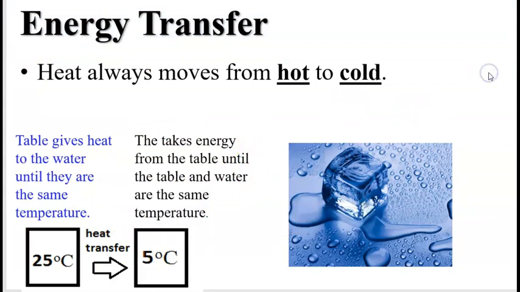Heat always moves from hot to cold. If you have this ice on a table, the table is giving heat to the water until they reach the same temperature. The table will get that energy, the ice cube will take energy from the table until the table and the water are at the same temperature. So you think about that the ice is making the table colder, but in fact it is the opposite. The table is making the ice warmer. And that is because heat moves from hot to cold.